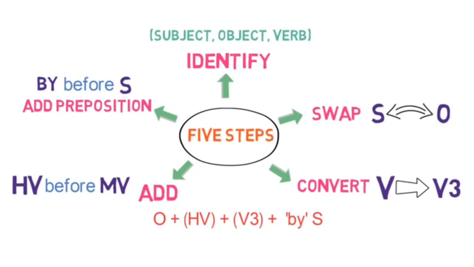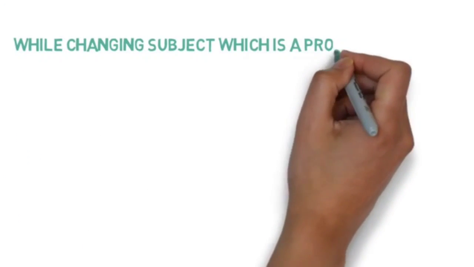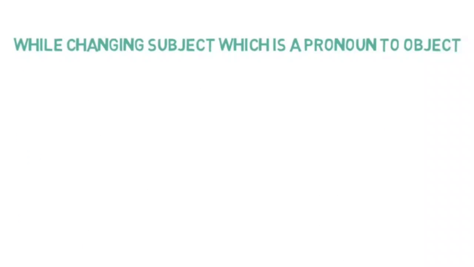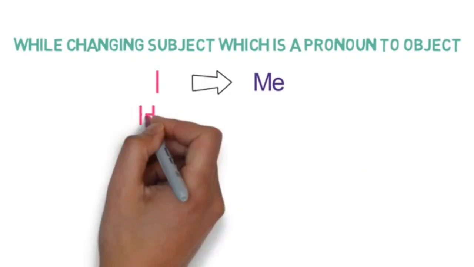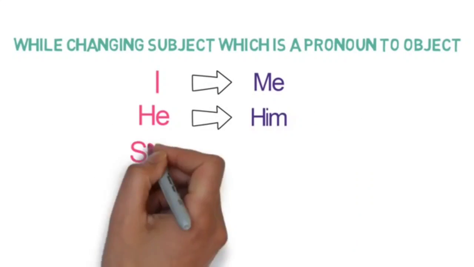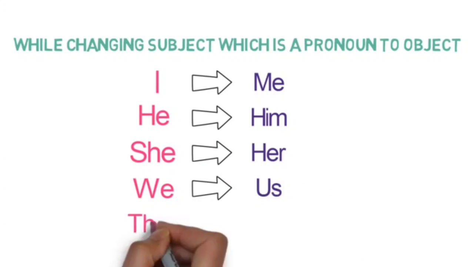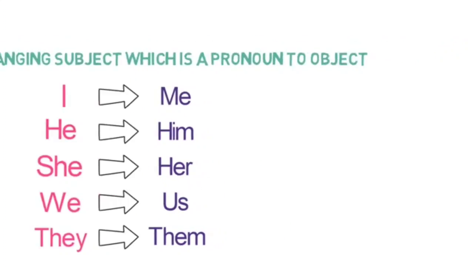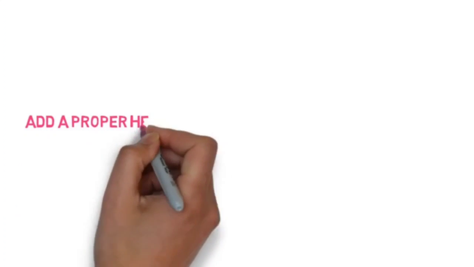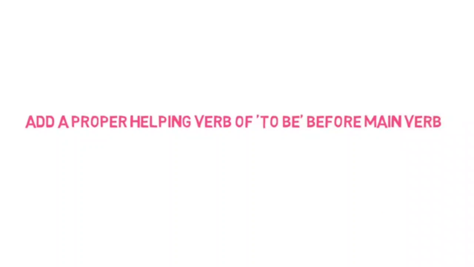There are 2 things which we need to remember here. When you replace the subject with the object, when the subject is a pronoun, then the conversion will be like this. I will become me, he will become him, she will become her, we will become us, then they will become them. Children, this conversion of pronoun is very important. Remember it properly.